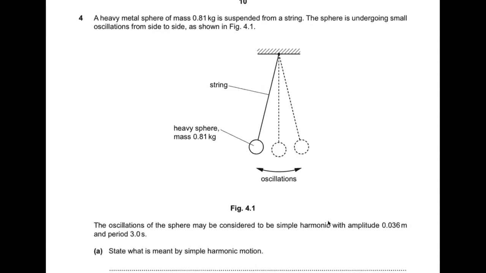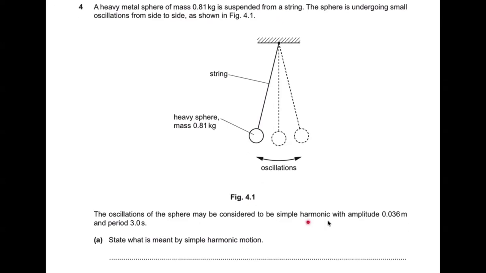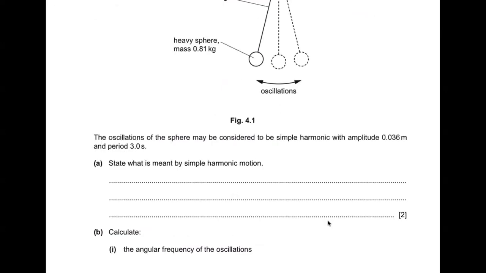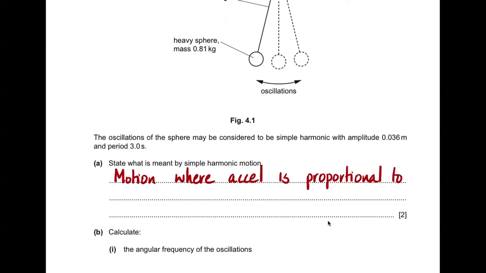Moving on. A heavy metal sphere of mass 0.81 kg is suspended from a string. The sphere is undergoing small oscillations from side to side as shown in 4.1. Oscillations of the sphere may be considered to be SHM with amplitude this much, period this much. State what is meant by SHM, a very textbook definition. So motion where acceleration is, you remember this? Where acceleration is opposite to displacement. Acceleration is proportional to but opposite in direction to displacement.